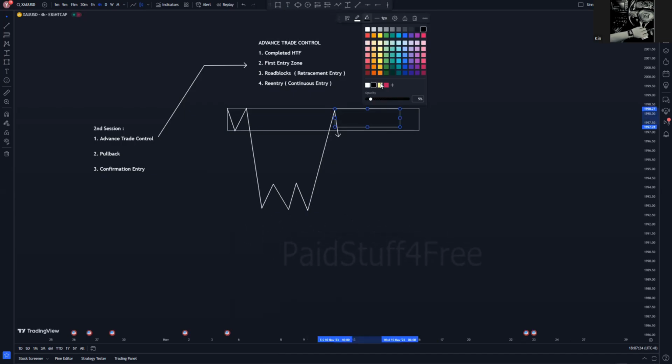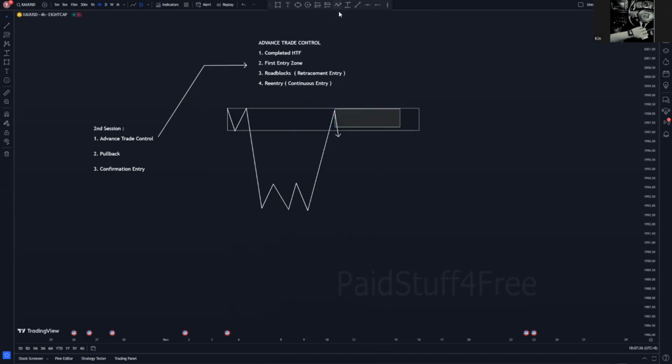We've already learned in our first session that the price is going to make a pullback, and then the price is going to go down like this. So this is the first one, which we call our completed higher time frame. When the price gets into the sell zone, the price forms an engulfing sell at the current market price. So this is the first one.